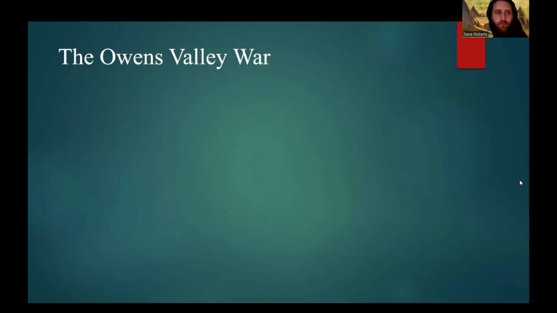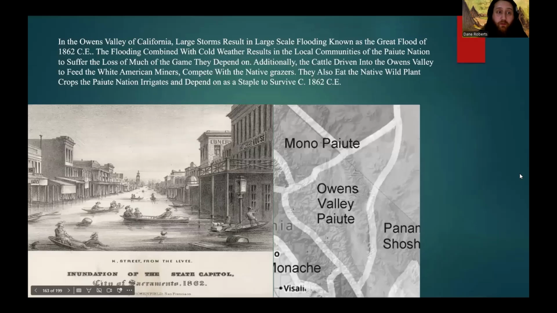Then we have the Owens Valley War. So, in the Owens Valley of California, large storms would result in large-scale flooding known as the Great Flood of 1862 CE. The flooding combined with cold water would then result in the local communities of the Paiute Nation to suffer the loss of much of the game they depended on.